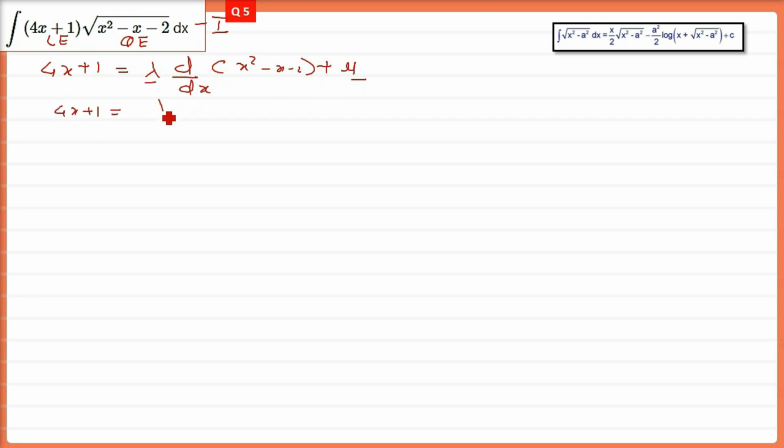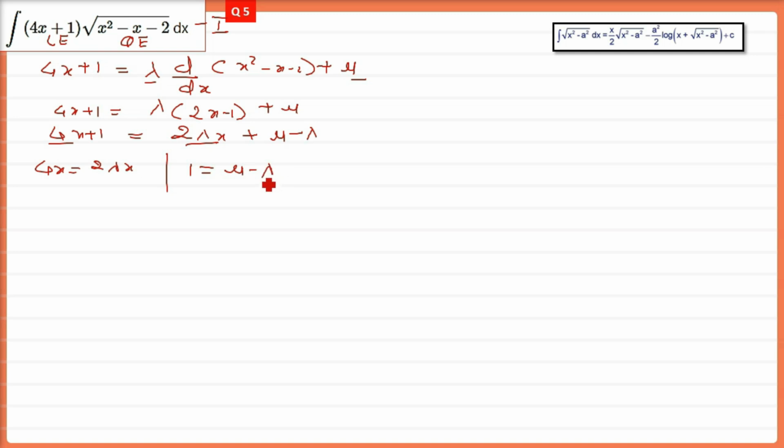Now let's do the differentiation. D by dx, or differentiation of x square minus x minus 2, is 2x minus 1. Now let's multiply this inside and try to equate the similar terms. That is, 4x plus 1 is equal to 2 lambda x plus mu minus lambda. So 4x will be equal to 2 lambda x, and mu minus lambda will be equal to 1. So here you get lambda equals 2 from the first equation after equating the similar terms. When lambda is equal to 2, mu is going to be equal to what? It will be 3.